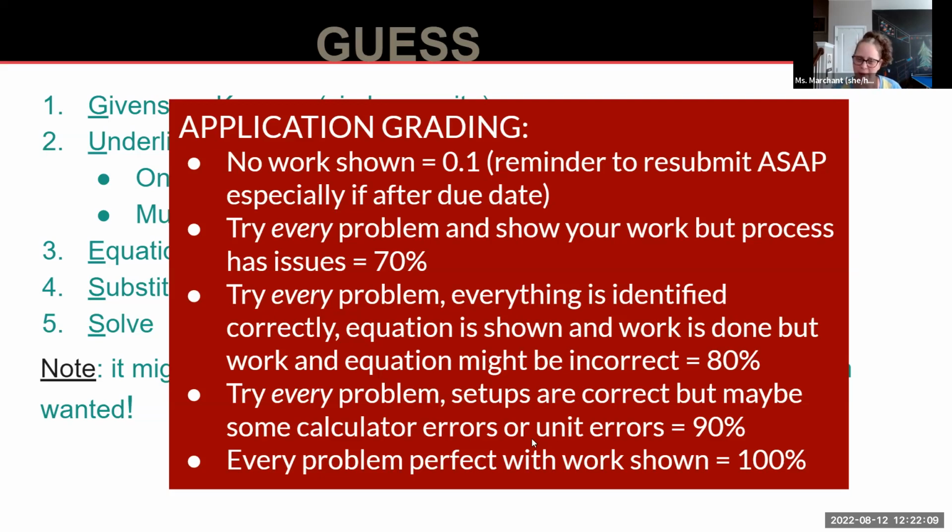If you try every problem, your setups are correct, and maybe it's just a calculator error or a plus-minus issue, or you forgot to write your units down, then that would be a 90%. So just small little problems, but you're identifying the knowns and unknowns, telling me the equation, and showing the work, then that would be a 90%.